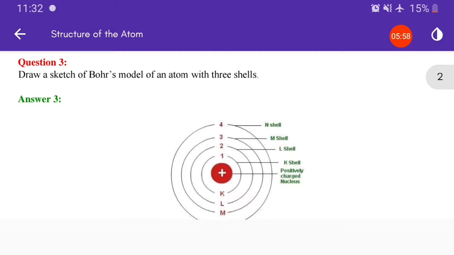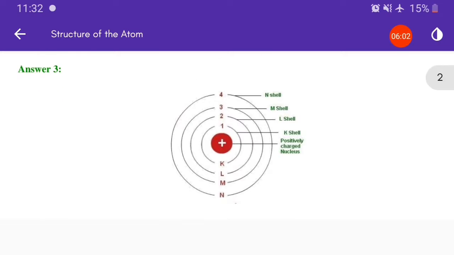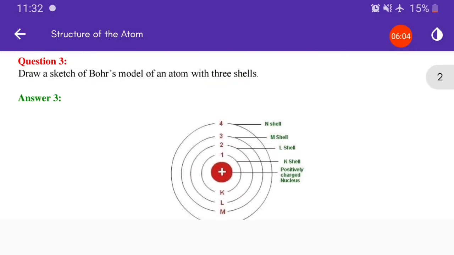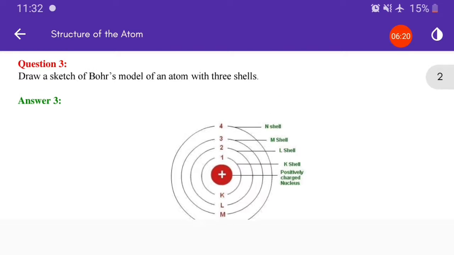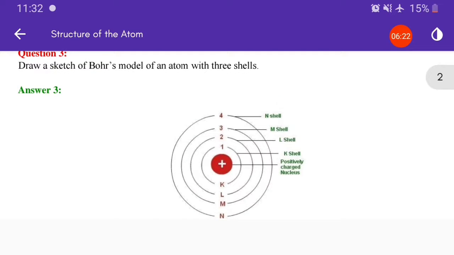Now, draw a sketch of Bohr's model of an atom with 3 cells. It can be asked for 3 marks. Here you have to mention the center, that is the positively charged nucleus, then K cell, L cell, M cell and N cell. So K, L, M, N and the spheres 1, 2, 3, 4 we have to draw, and this can be asked for 3 marks.